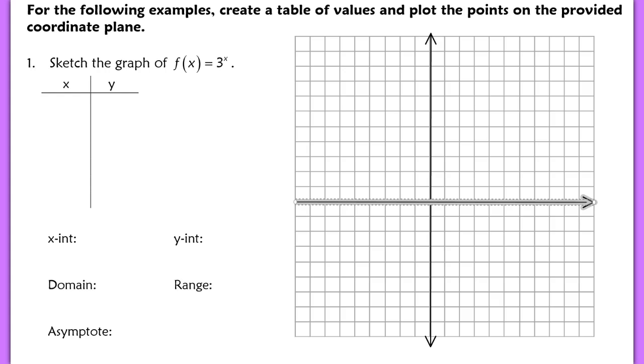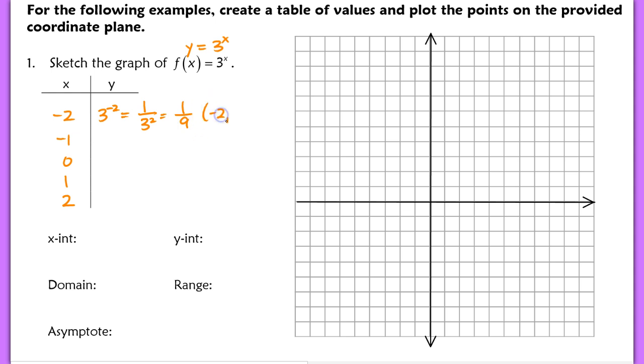Okay, let's look at our first example here. It says to create a table of values and to plot the points on this grid. So here I've got to sketch the graph of f of x equals 3 to the x. Now remember, f of x is the same as y, so we're really looking at y equals 3 to the x. Now I'm going to just start with our standard -2 to 2 table and see what values we get. So if I plug in -2 for the x, remember it's in an exponent now, so I end up with 3 to the -2nd power, which is the same as 1 over 3 squared, which gives me 1/9.